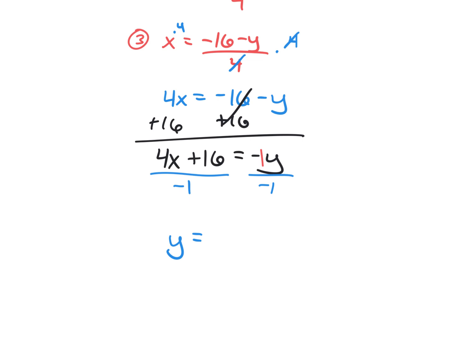Close. This negative, it's going to change our signs. So it's going to turn to a negative 4x minus 16. And then again, how do I know I'm done? Y is by itself.